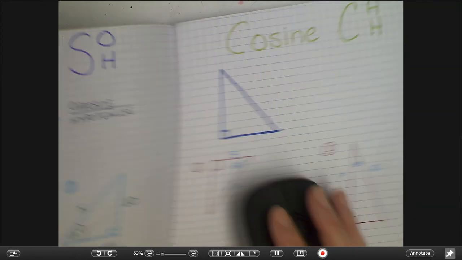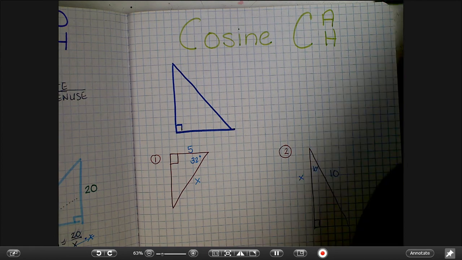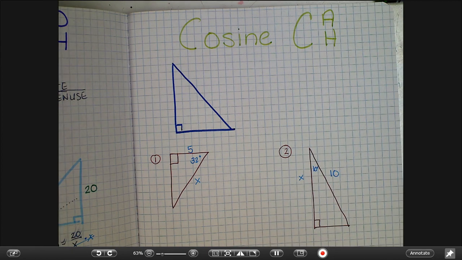All right, now we're going to do cosine. The trickiest part about trig is actually knowing which one to use when. So you're going to use these pages of notes as a reference for that when you're doing your practice.